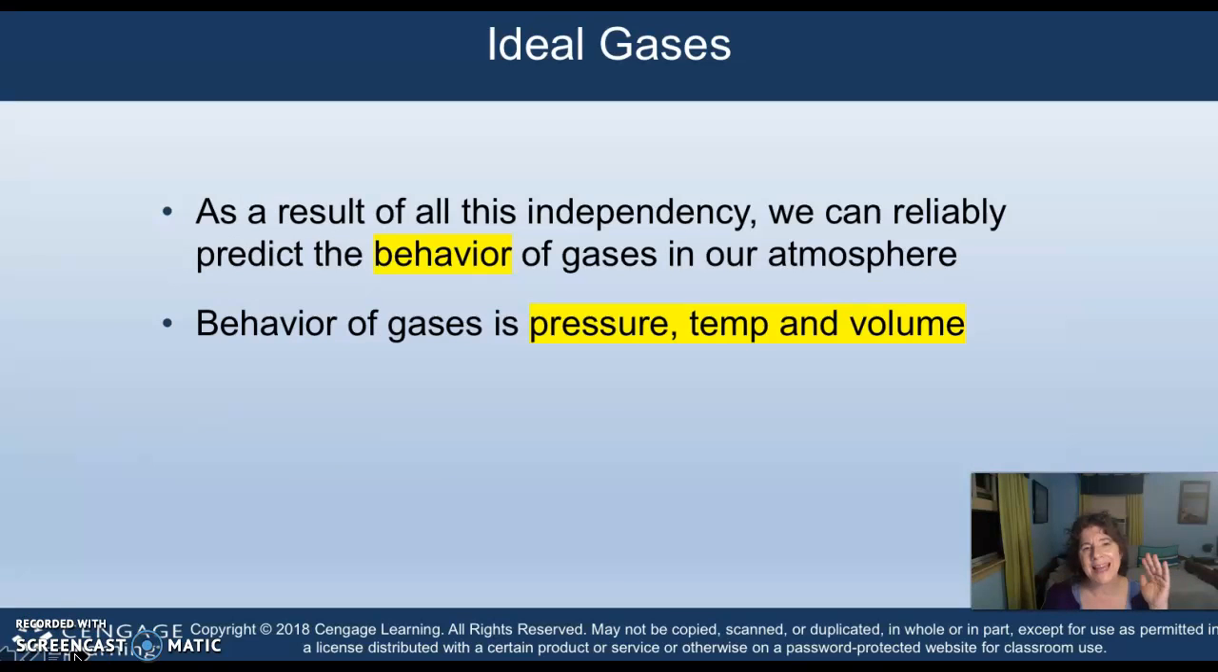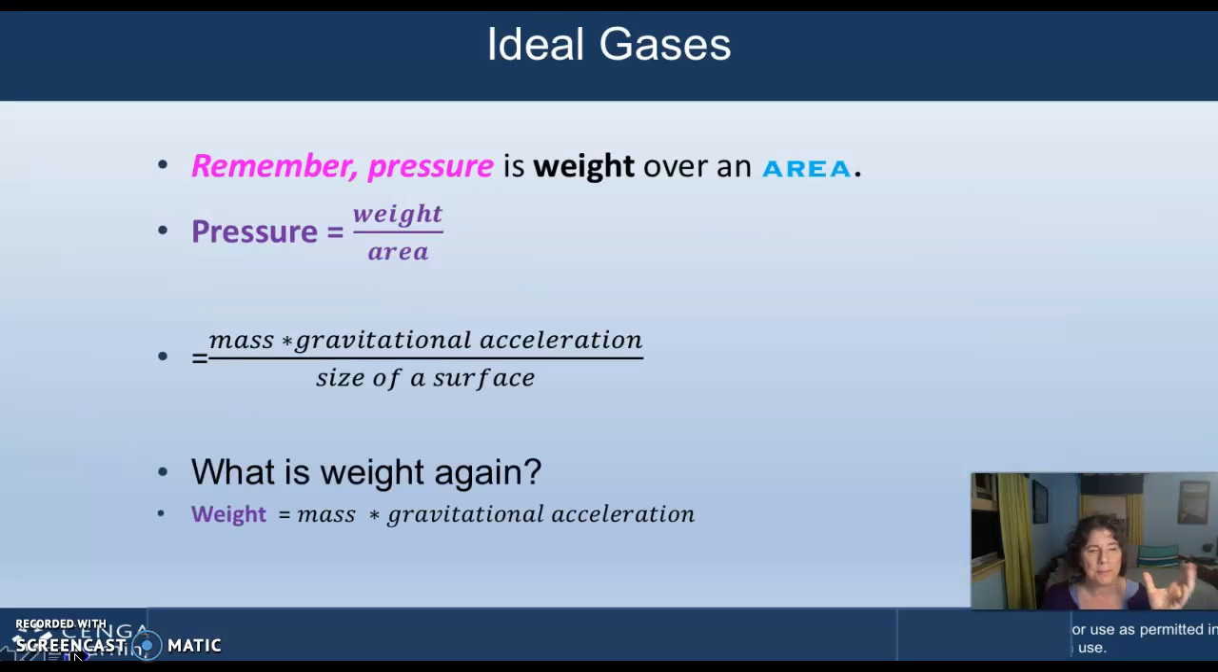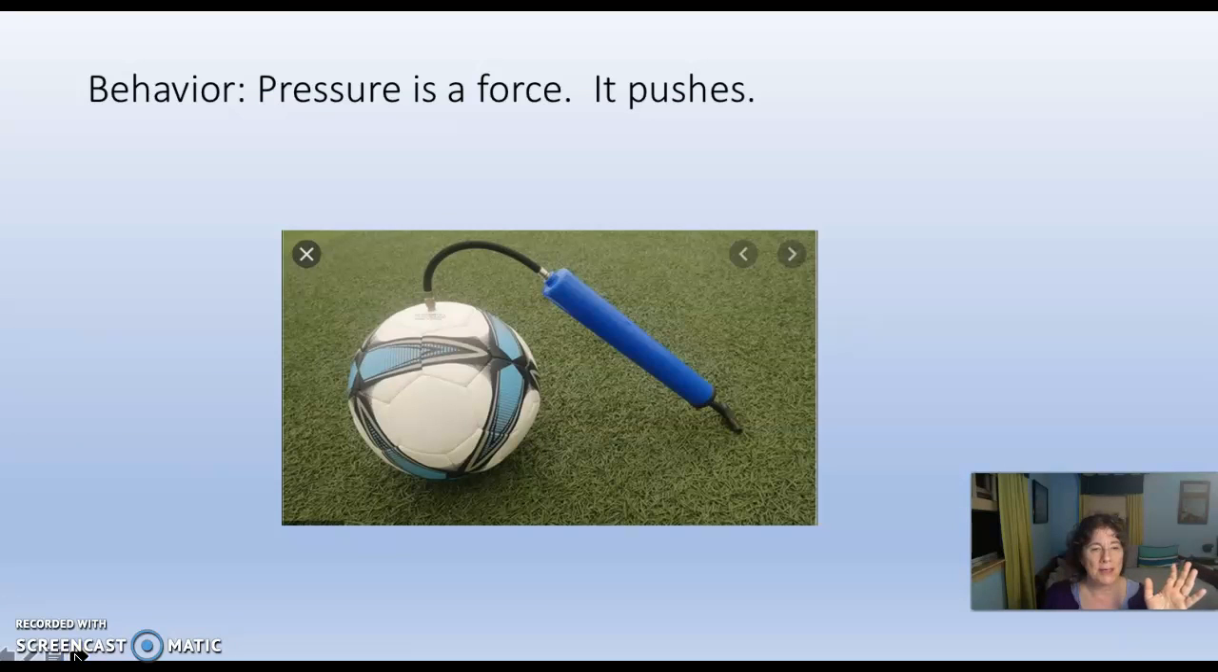As a result of that, we can look at those properties of pressure and temperature and volume, and we can manipulate them and analyze them a little bit more clearly to understand how to forecast weather better. Just a short review. Remember, pressure is weight over area, and weight is mass times gravitational acceleration. Okay? Keep that in mind. Pressure is a force. The weight over an area is a force.